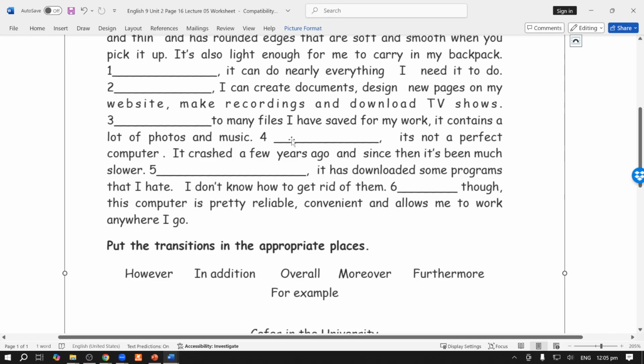It's not a perfect computer. So we have read that blank, it's not a perfect computer. In the previous lines we are making a case, telling some benefits, some utilities of the notebook, the laptop computer. So what do we have to insert there? It's the first disadvantage, the first bad thing about that notebook which the writer is mentioning. So what is the transition word which we have to insert there? Any one of you can tell me?